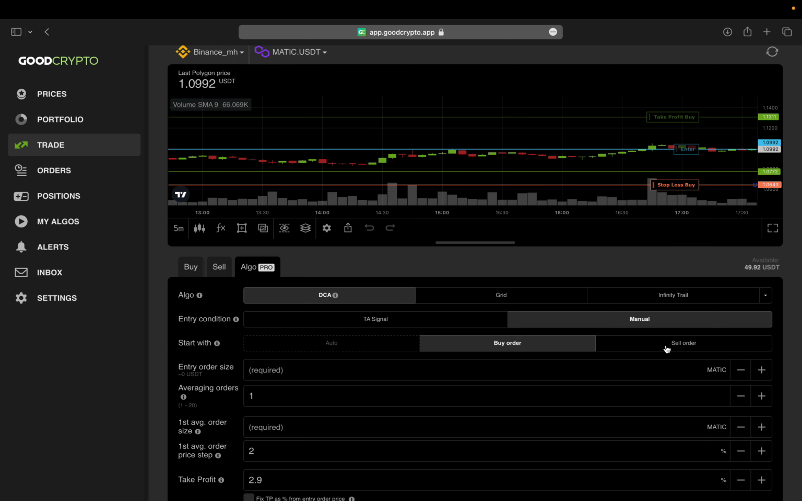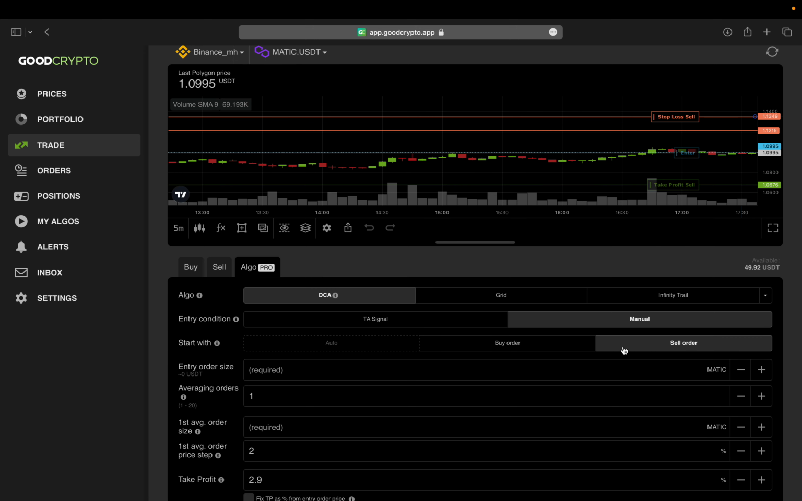But the same token, of course, if you believe that the price of Matic will go down rather than up, and you have some Matic, or you're trading futures for that matter, you basically switch to sell mode and send the sell order here. Again, normally you would have a take profit and a stop loss, but now you have the option of having another 1 or 2 or 3, up to 10, or even 20 if you're an Algo 2x subscriber, averaging orders that will protect you if initially the Matic price goes up rather than down.